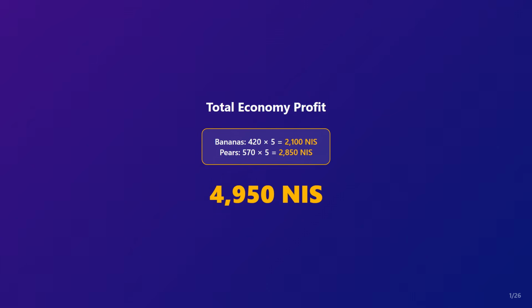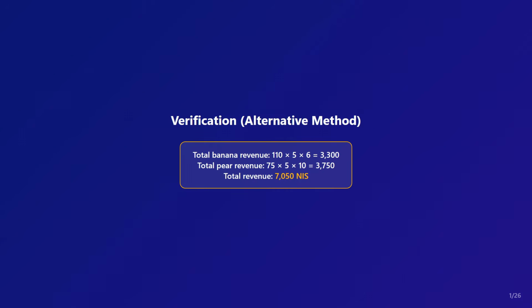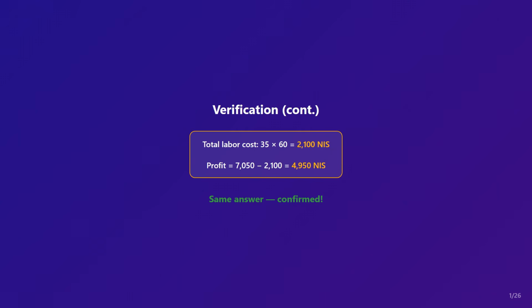Profit for one pear orchard. 3 workers produce a total output of 75 kilograms. Revenue, 75 times 10 is equal to 750 shekels. Wage costs, 3 times 60 is equal to 180 shekels. Profit, 750 minus 180 is equal to 570 shekels per pear orchard.